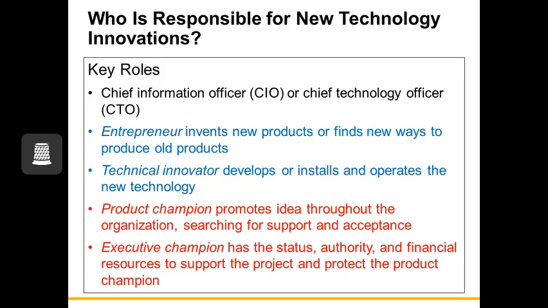Then finally, we have the product champion and the executive champion. And these are color coded together in red because these are also informal positions, but these positions here are focused on promoting innovation. Okay, and it's critical that you have people within the organization promoting innovation because you can have the best technologies and the best innovations out there, but if your people don't buy into them, you're not going to be able to be effective in the realm of innovation.